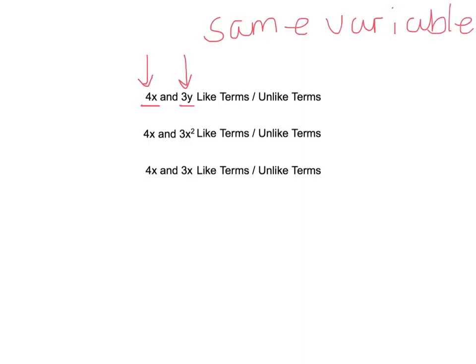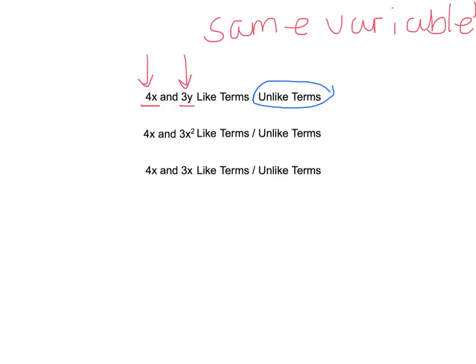Let's try the same thing with these three examples. The first one, we have a 4x and a 3y. They both have numbers. They both have variables, but are they the same variable? Because they're not the same variable, one has an x and the other has a y, they are unlike terms.